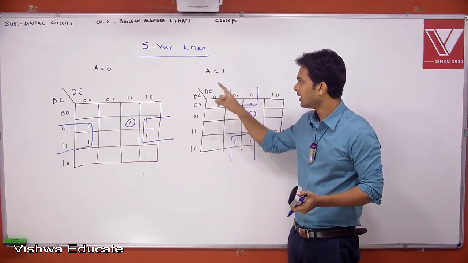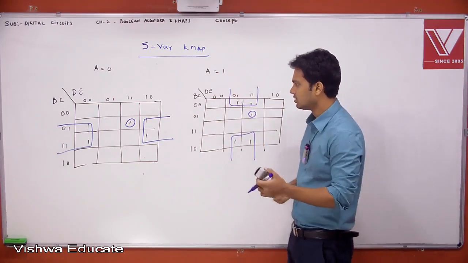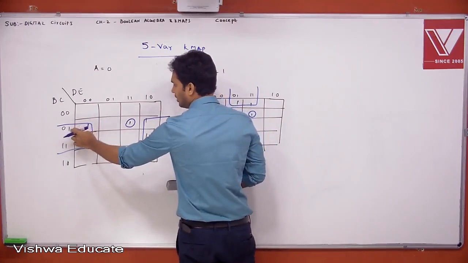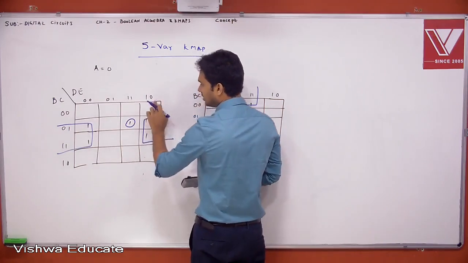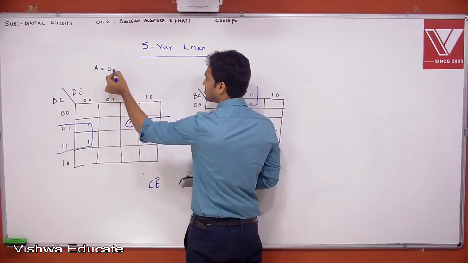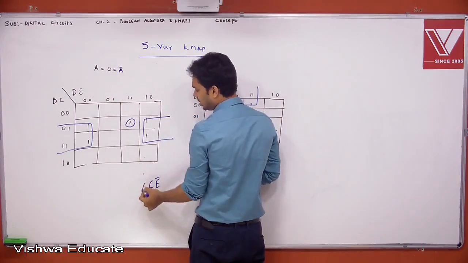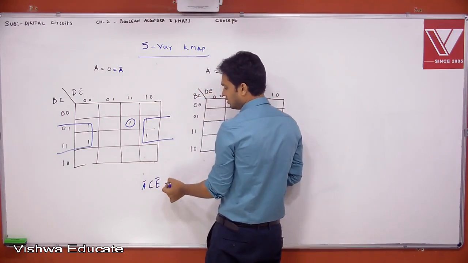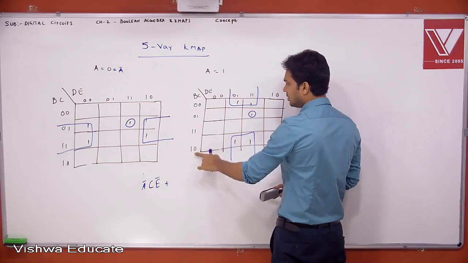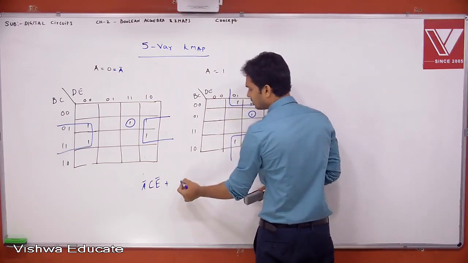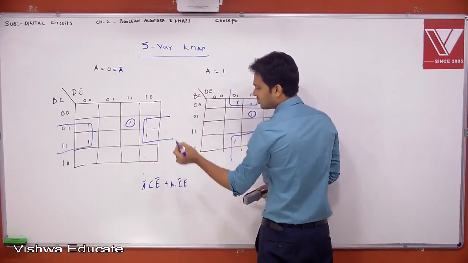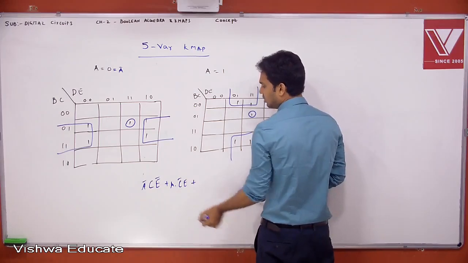For example, see, first for this quad, the quad expression is what? Here it is C, here it is E bar. But for the total K-map, what is common is A equal to 0, that is A bar should be written compulsorily for this, plus for this quad, what is the condition here? It is C bar and E. And for this total K-map, what is common? A is common. Plus, now see here.